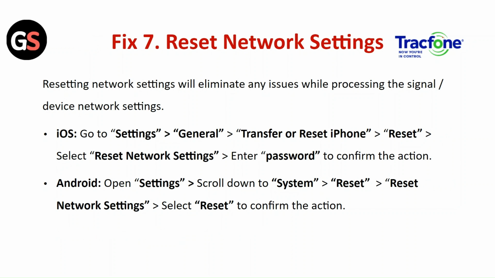Fix 7. Reset network settings. Resetting network settings will eliminate any issues with processing the signal or device network settings. For iOS, go to Settings, then General, then Transfer or Reset iPhone. Tap on Reset and select Reset Network Settings. Enter the passcode to confirm the action. For Android, open Settings, scroll down to System and then Reset. Reset Network Settings and select Reset to confirm the action.